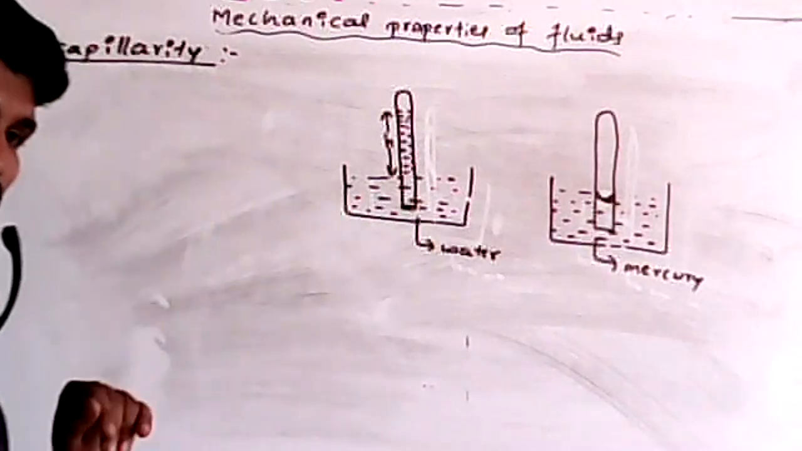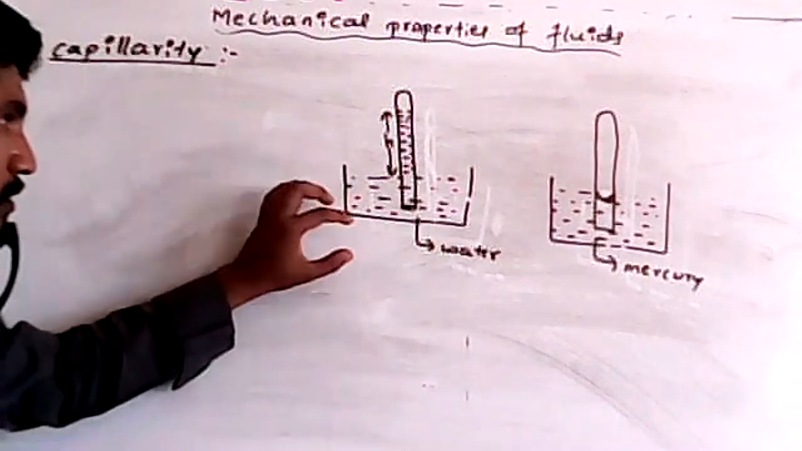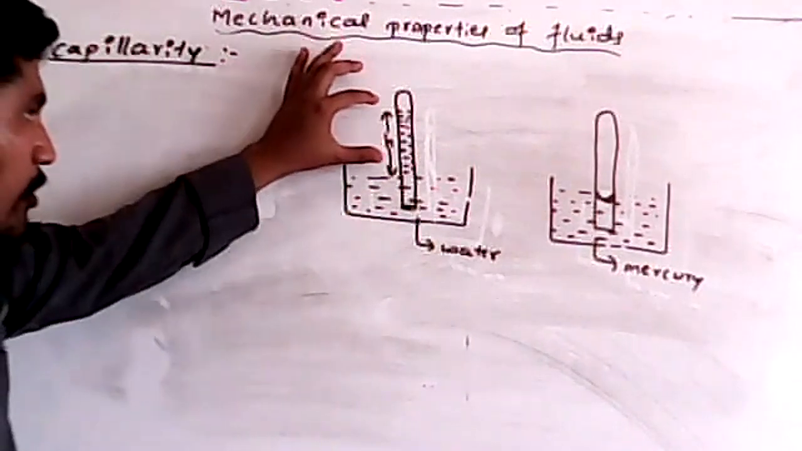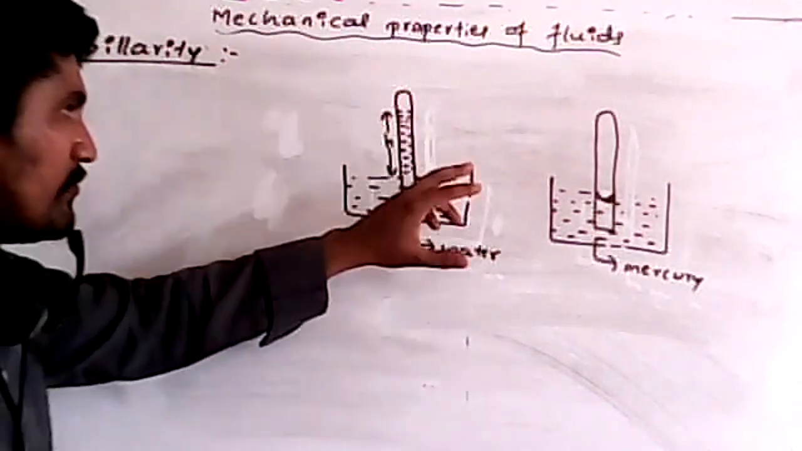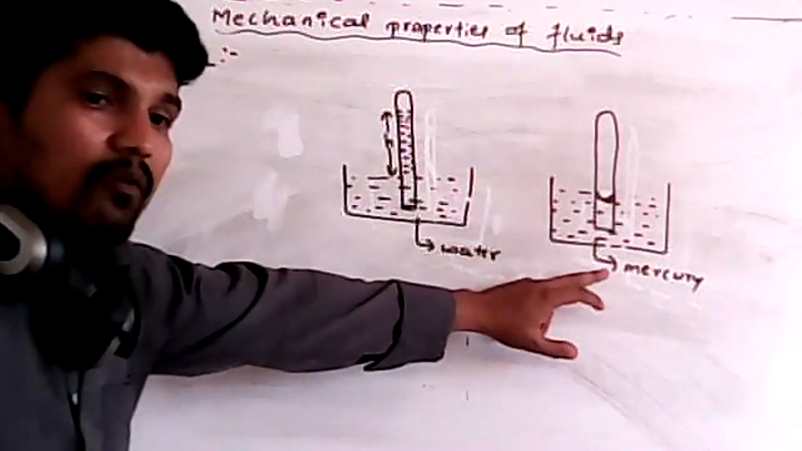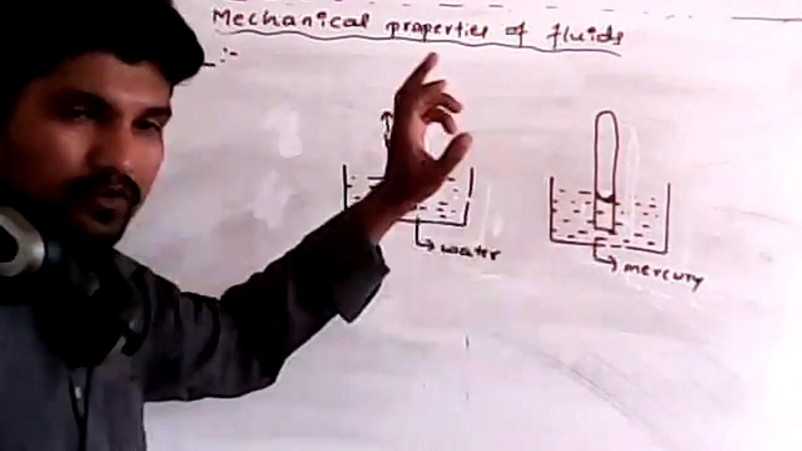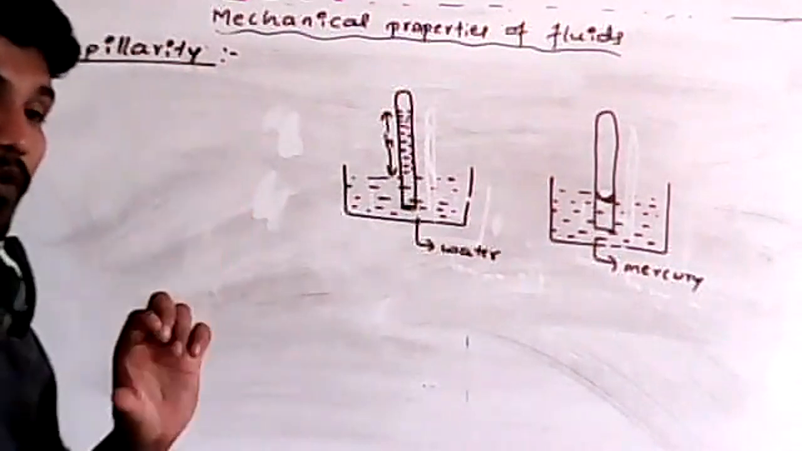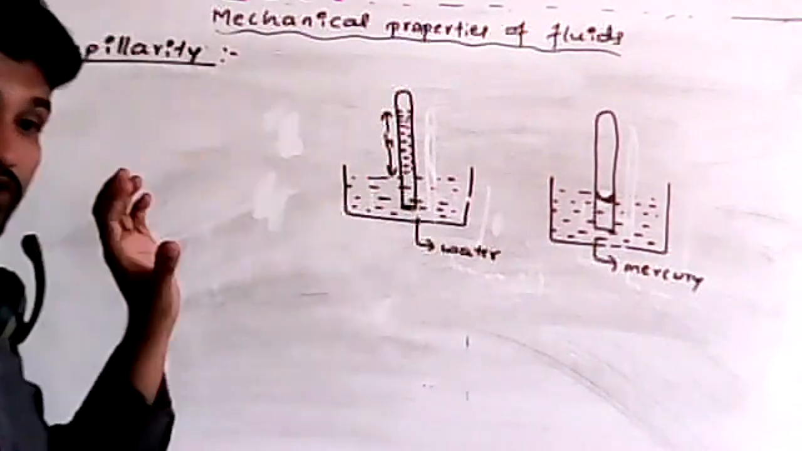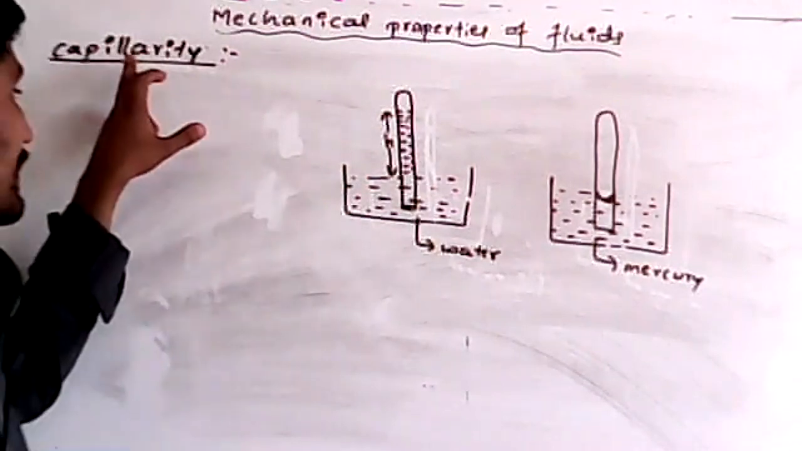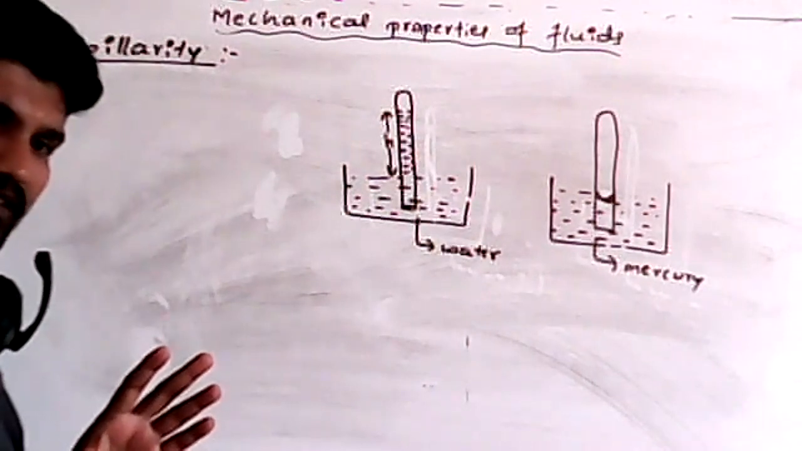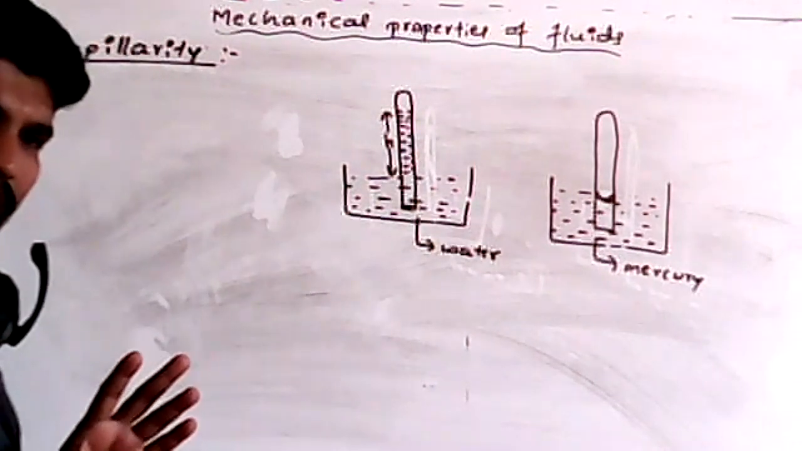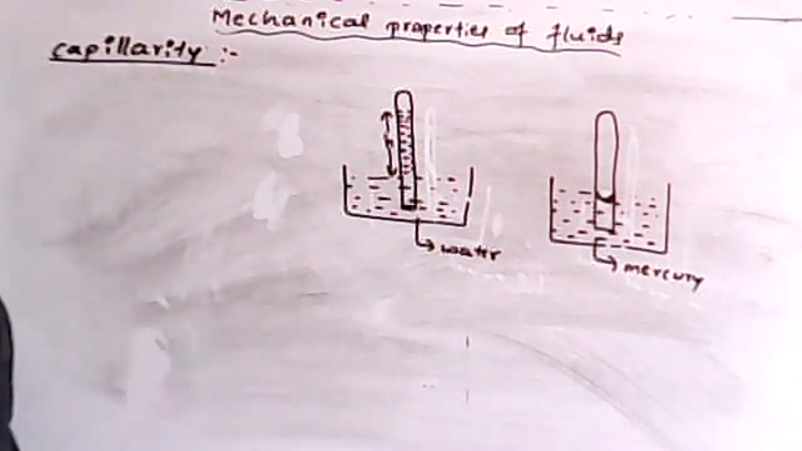I hope you understood what I'm telling. When we dip a capillary tube in water, water rises to a particular height. The same thing with mercury will not rise, it will fall. So this rise and fall in a capillary tube is called capillarity. Is it okay, students? So simple, right? Let me write the definition for capillarity in this way.